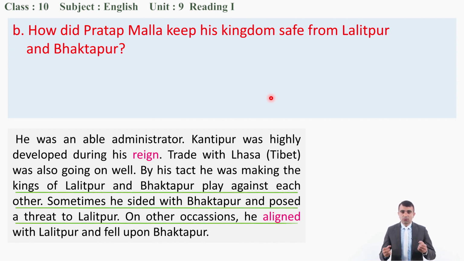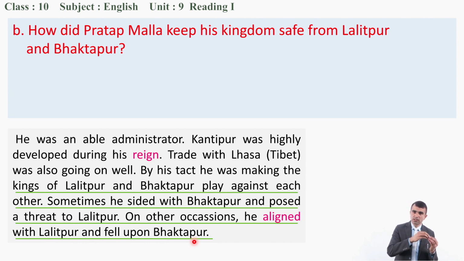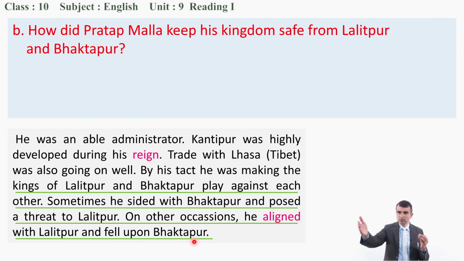Well, what he did was, he made the kings of Lalitpur and Bhaktapur play against each other. Sometime he sided with Bhaktapur and posed a threat to Lalitpur. On other occasions, he aligned with Lalitpur and fell upon Bhaktapur. Fell upon means went against. Sometime went against Bhaktapur and sided with Lalitpur, and sometime went against Lalitpur and sided with Bhaktapur. So, by this, he made them play against each other.